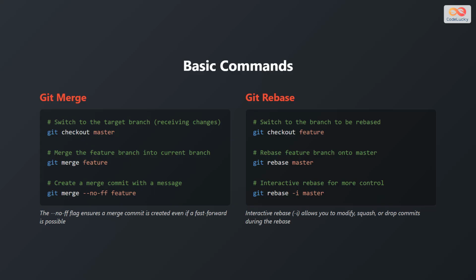For Git Rebase, start by switching to the branch to be rebased using git checkout feature. Then, rebase the feature branch onto master with git rebase master. For more control, you can use Interactive Rebase with git rebase -i master. Interactive Rebase allows you to modify, squash, or drop commits during the rebase process.